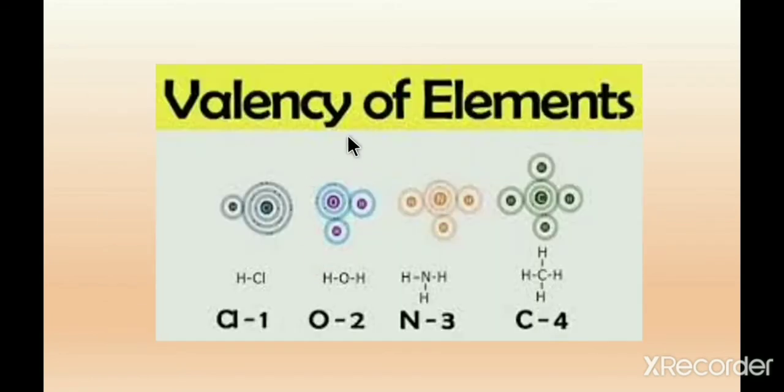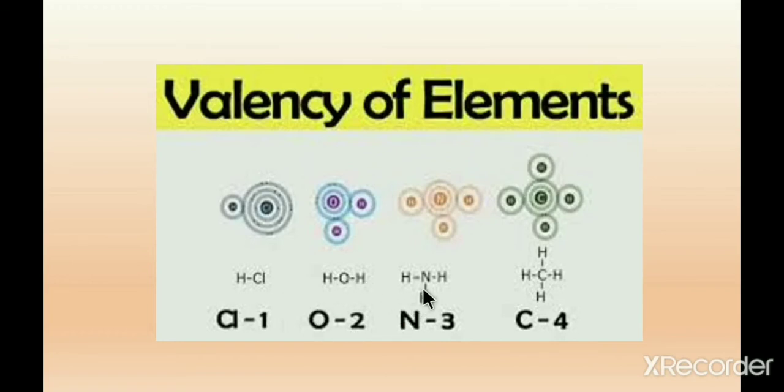See how. Here in case of HCl, one hydrogen is joined with one chlorine atom. So valency of chlorine is 1 because it is joined with one hydrogen atom. In case of water, one oxygen atom is joined with two hydrogen atoms. So valency of oxygen is 2.